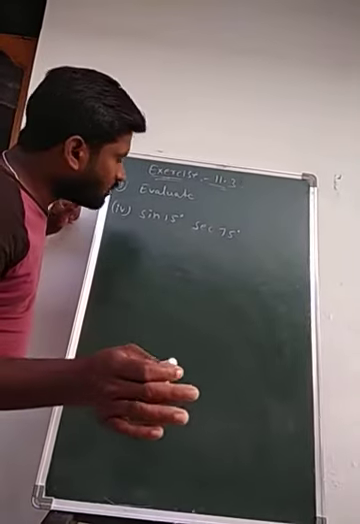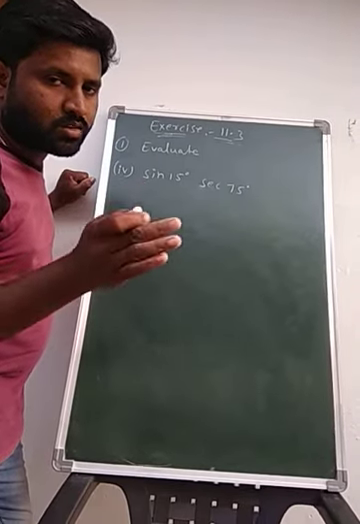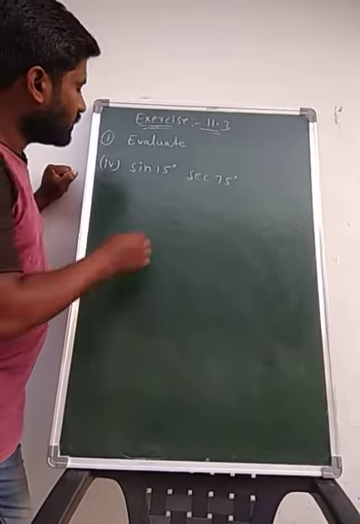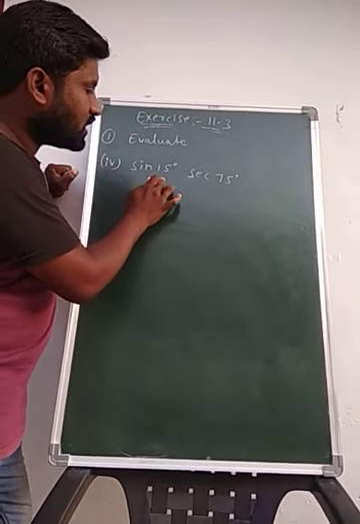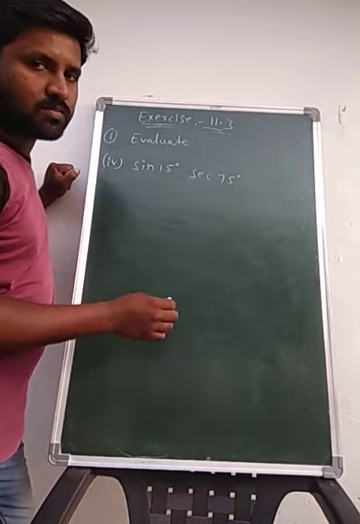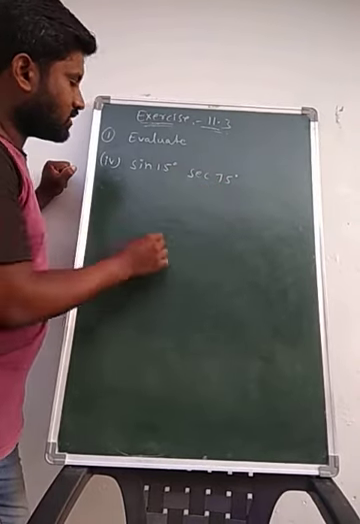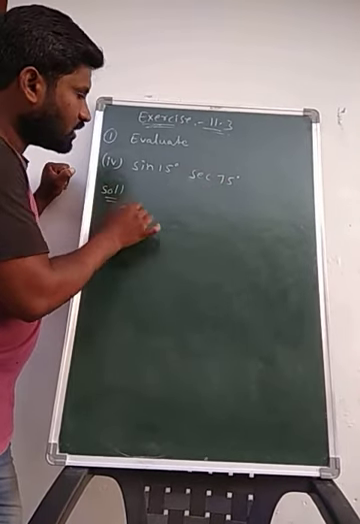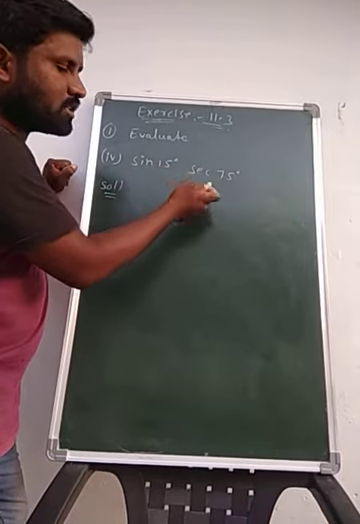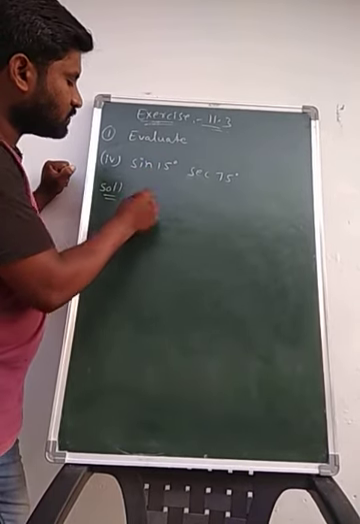Okay students, now the question number 4. The third question is a model of the second one. So now coming to the fourth question: evaluate sin 15 degrees into sec 75 degrees. Sin 15 degrees into sec 75 degrees. So now see its solution. You take the first one, sin 15 degrees or sec 75 degrees, your wish, take either one. So this time I am giving priority to the first one.